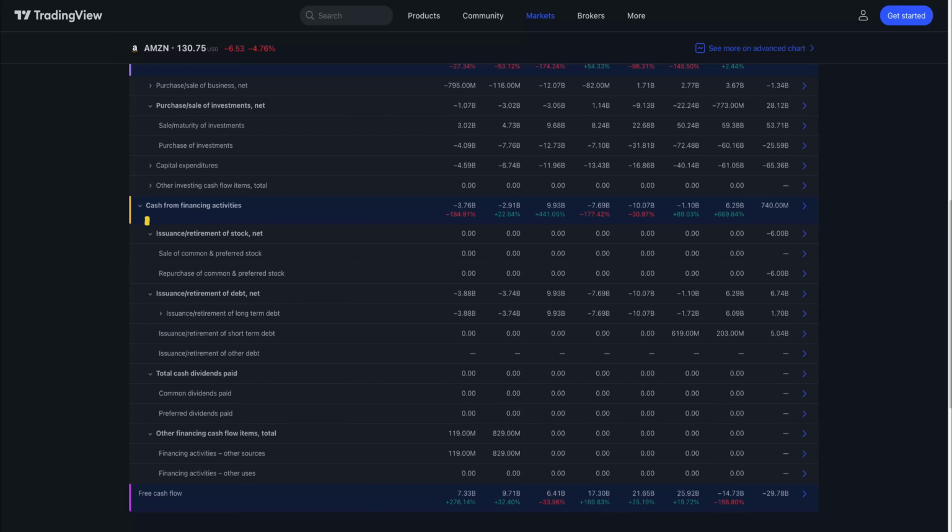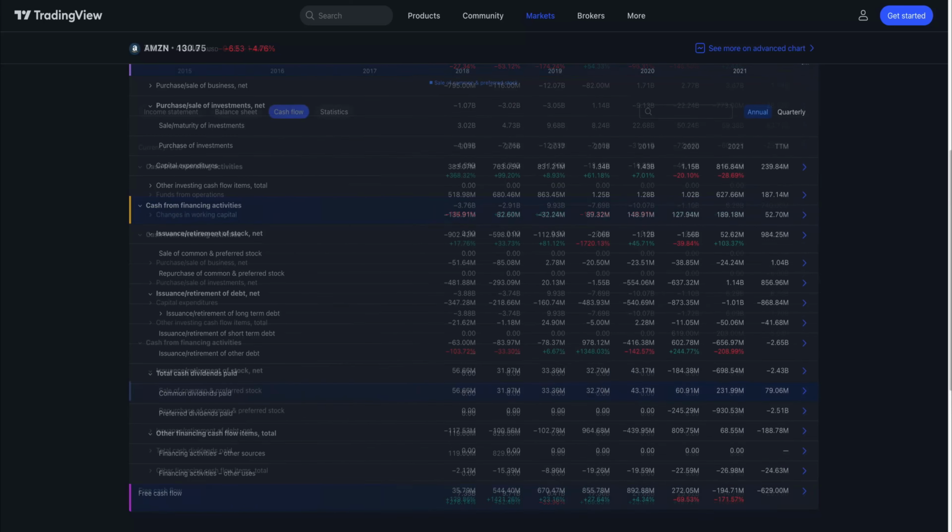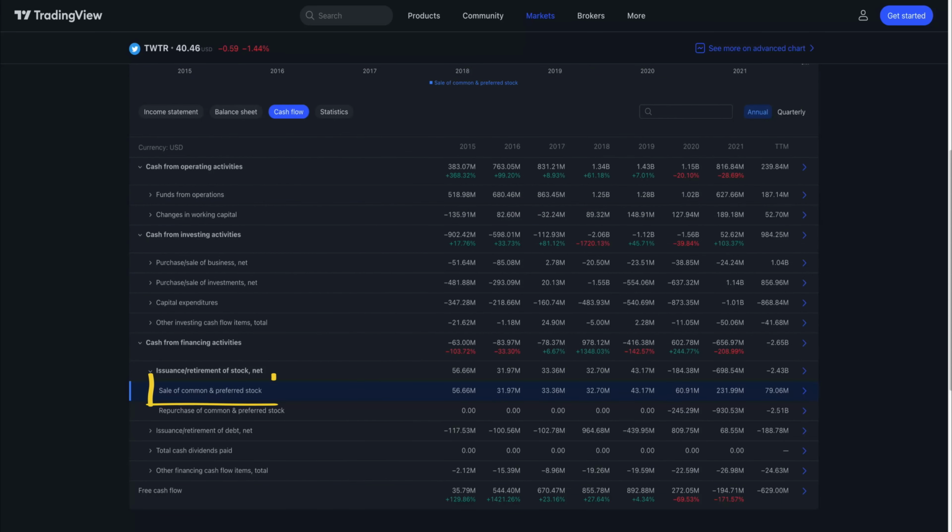Second is the issuance of stock. In the case of Amazon, the numbers here are zero because Amazon didn't issue any stock for the past few years, so let's use another income statement to better explain why this category is important. Let's use Twitter. Twitter over the last few years has generated cash from selling common and preferred stock.